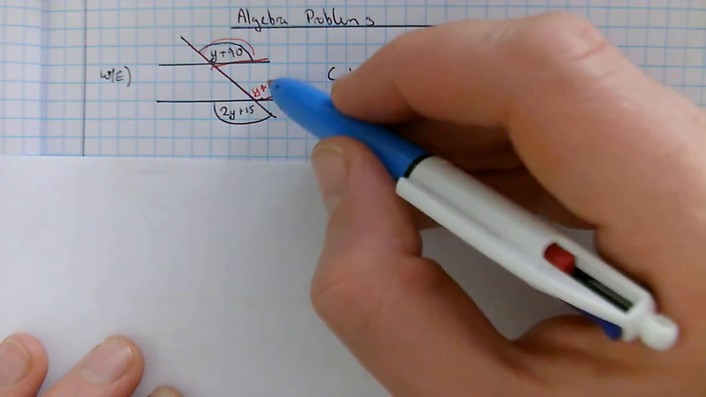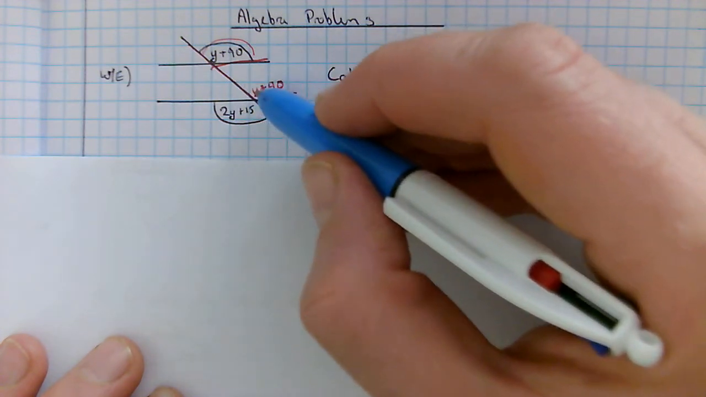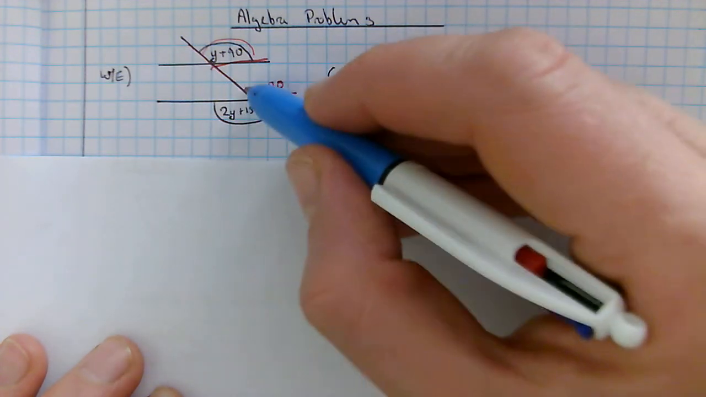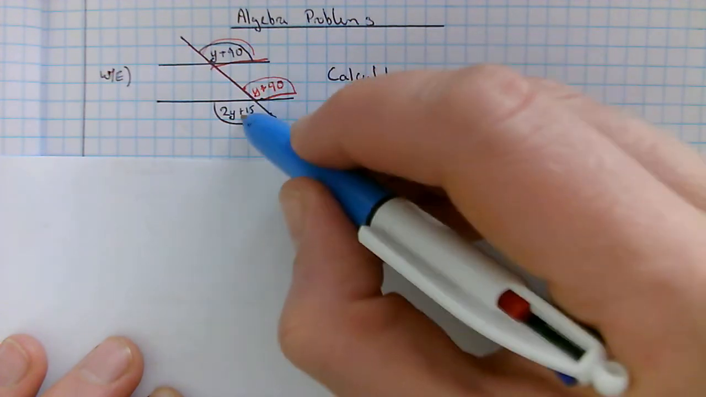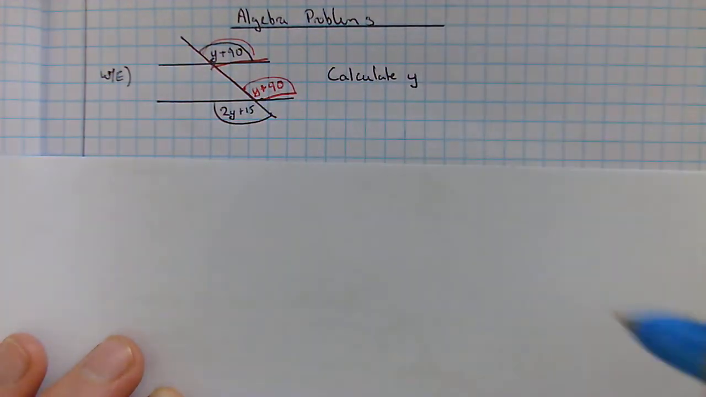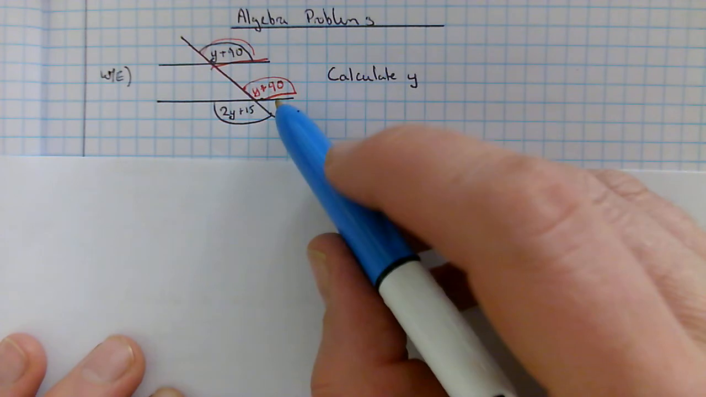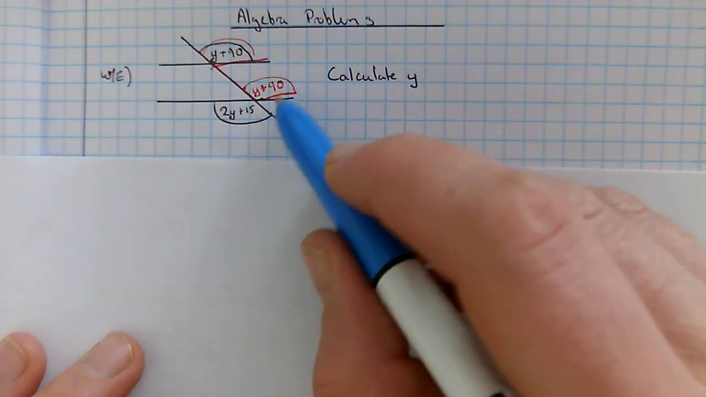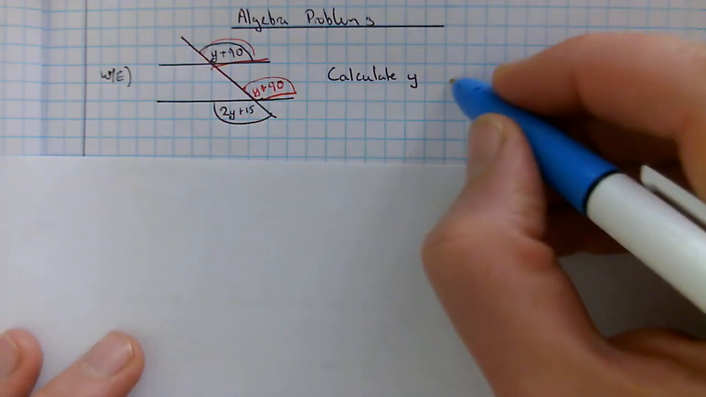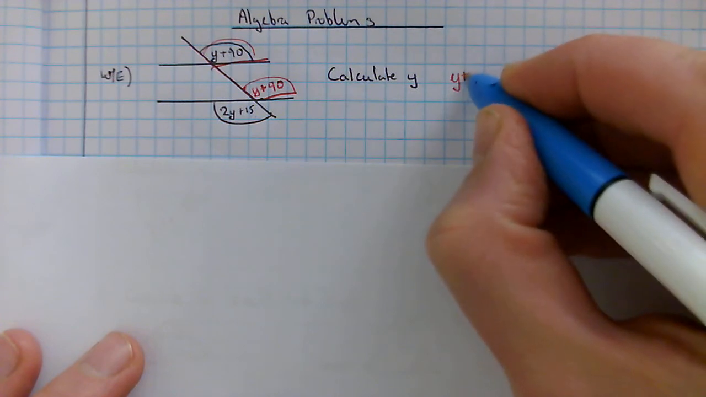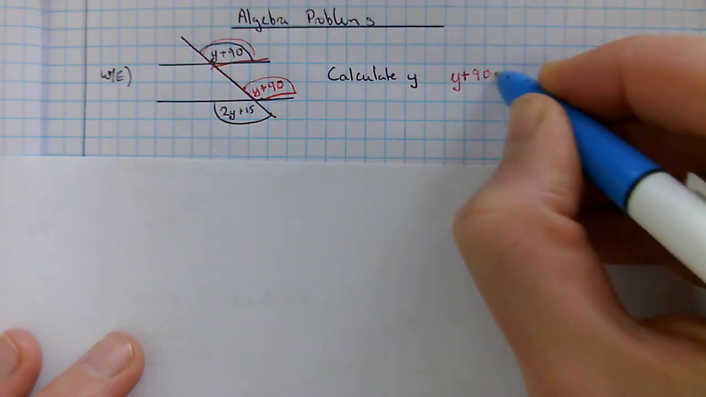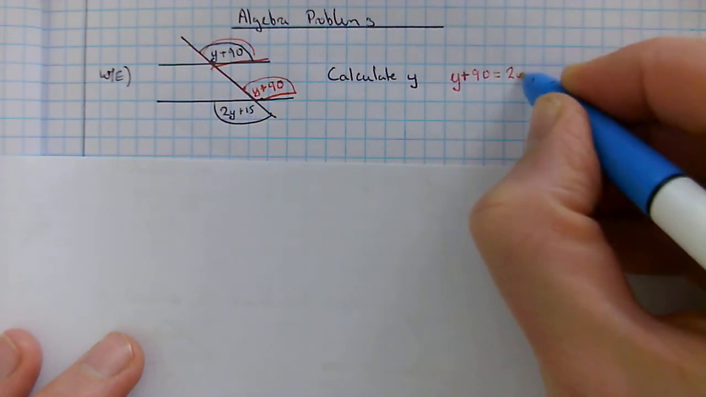So what can I say about those two things? Well, here I've got my x. Those are vertically opposite angles. Those two angles must be equal. So first thing I can do is just make an equation where they are equal to each other. y plus 90 equals 2y plus 15.